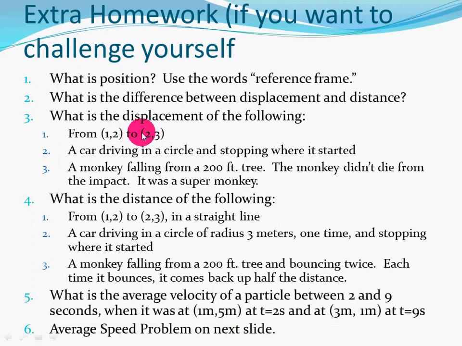No, it's not 1, 1. Distance is a number, it's not a coordinate.